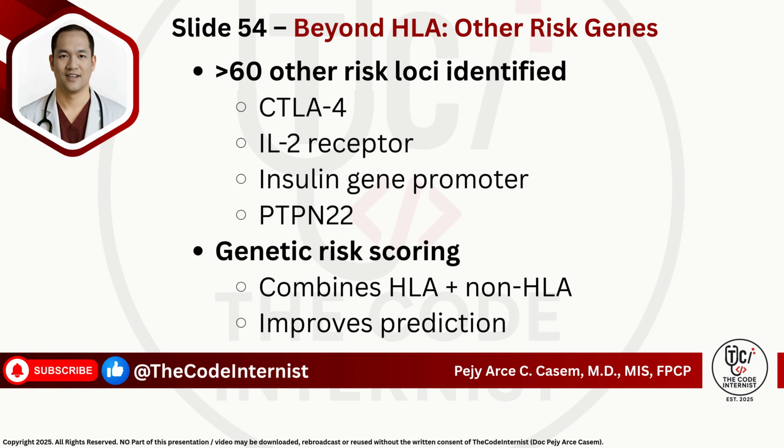Aside from HLA, more than 60 other genes have been linked to type 1 diabetes risk. These include the insulin gene itself, as well as genes that regulate immune balance like CTLA4 and IL-2 receptor. By combining these into a genetic risk score, researchers can better predict who is at risk. But remember, genes aren't destiny. Many with high-risk genes never develop the disease.